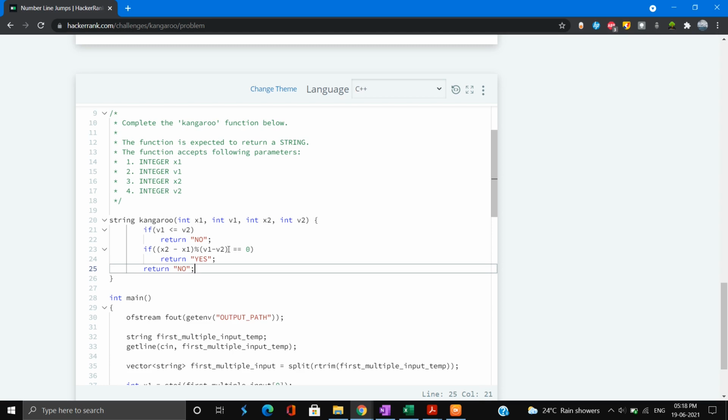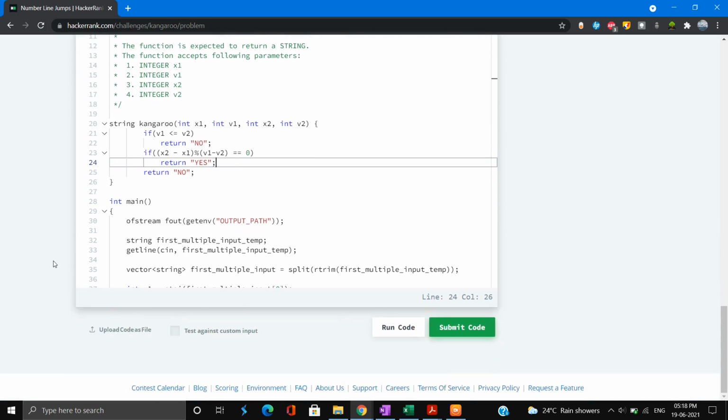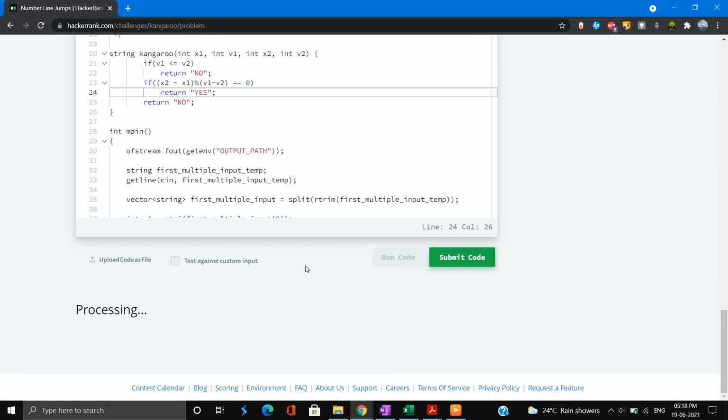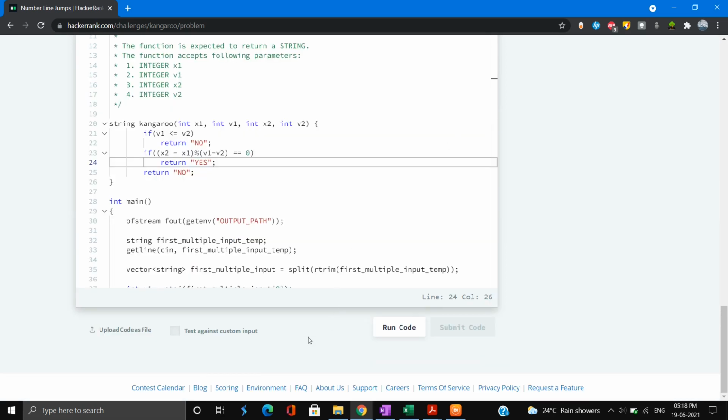So this was the code. You can also return a no in the else part. Like if this is equal to 0, then you return a yes, or else you return a no. Both are valid. So I'm returning a no. Let's run our code on the test cases. Yes, it is passing all the sample test cases. Now let's submit the code and see if it passes all the test cases.